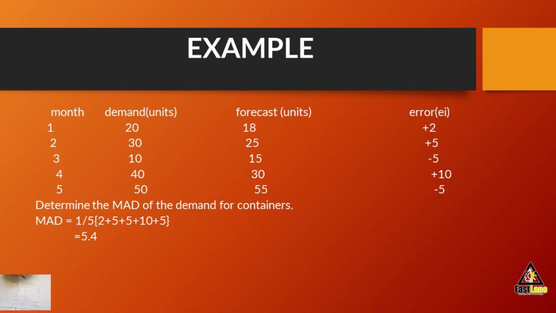So our mean absolute deviation will be 1/5 into, we sum the errors, it will be 2, but since you have this magnitude sign, everything will be positive, even the negatives will turn to positive. So we shall have 2 plus 5 plus 5 plus 10 plus 5, and this will give us 5.4, and this will be our mean absolute deviation. That's what we shall be getting.